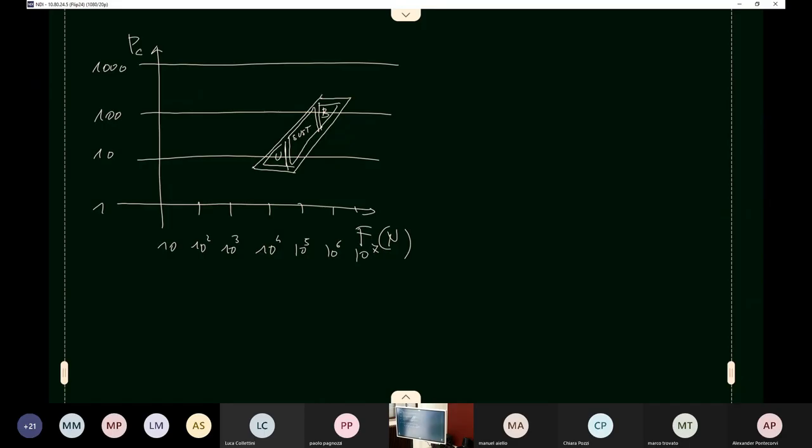Sustainers are between 10 to the 5 and 10 to the 6 as thrust level, and from 10 to 150 bar as pressure, and upper stages between 1000 and 100,000 Newton of thrust, with pressure level between 5 and 80.